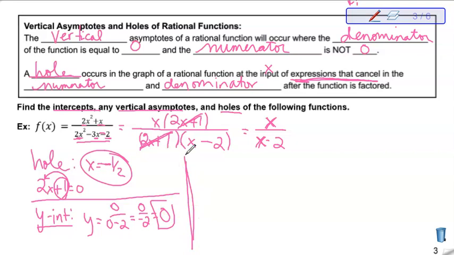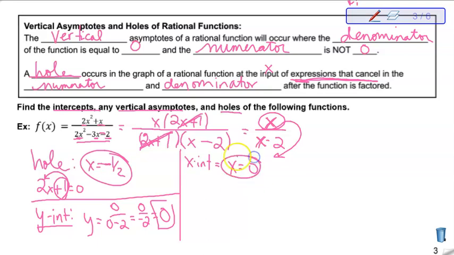Okay. Let's now determine x-intercepts. Keep reminding yourself, x-intercepts are zeros. Where is a function 0? For a rational function, it's 0 in the top. So I need to know when x equals 0. Well, it's at x equaling 0. So that would be my x-intercept.